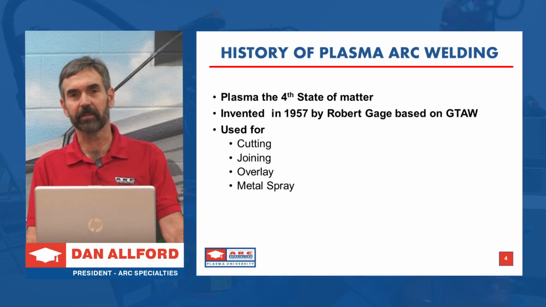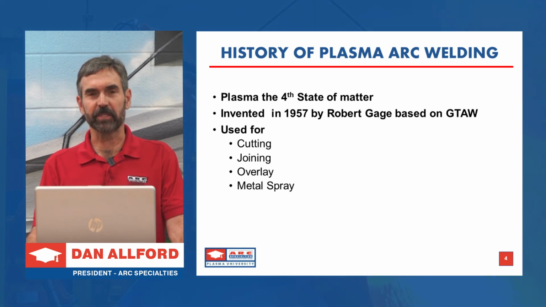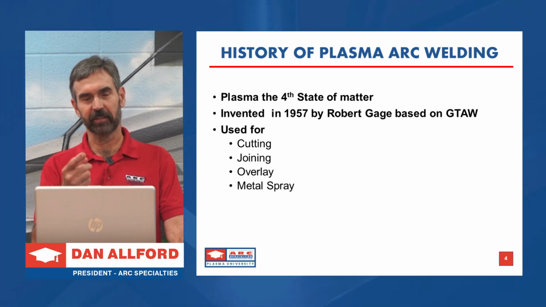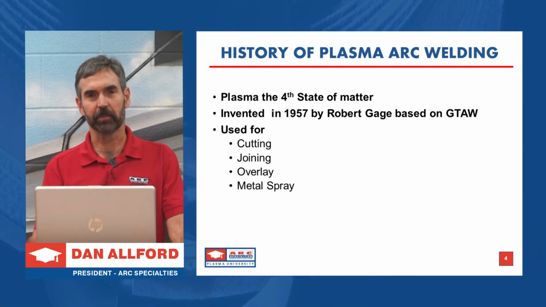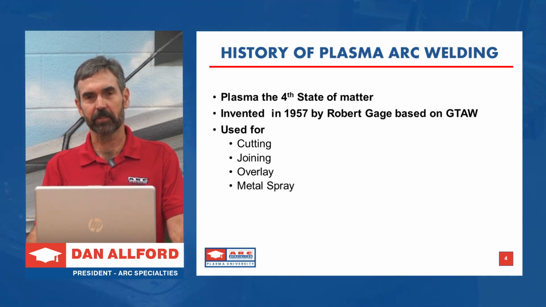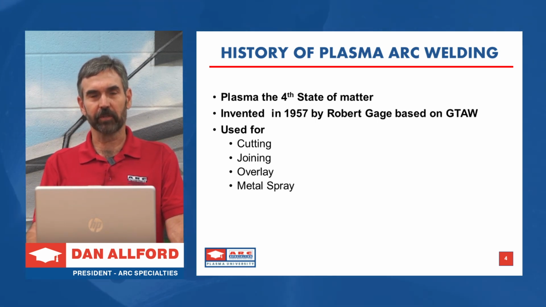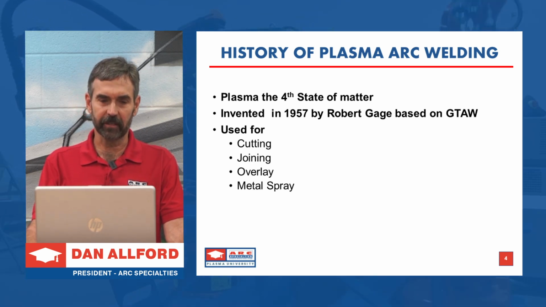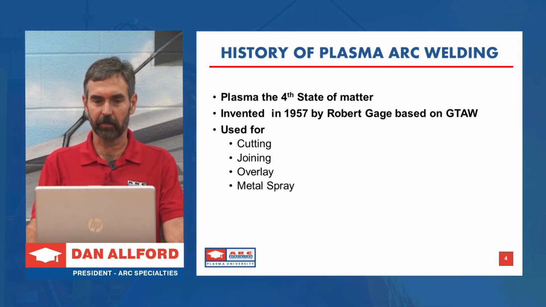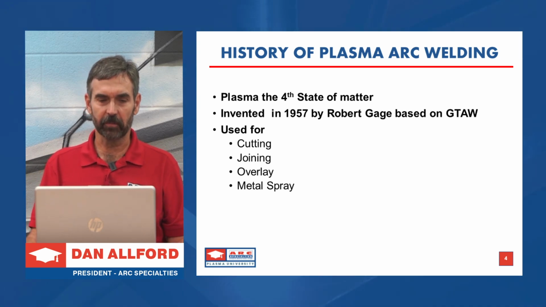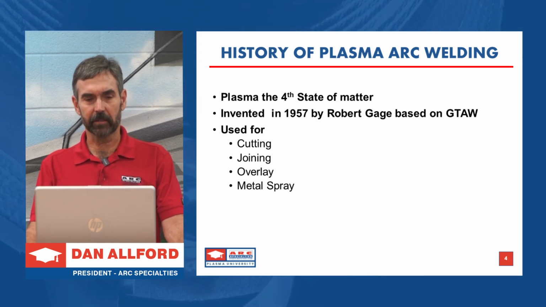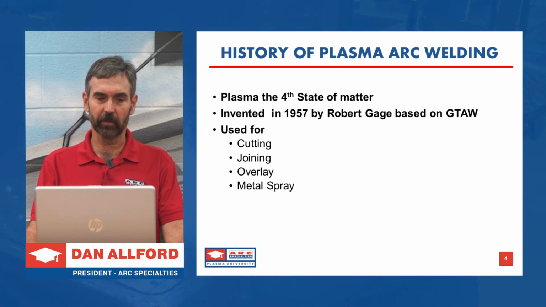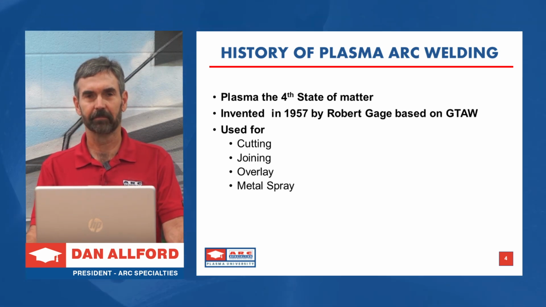So let's talk a little bit about the history of plasma welding. Plasma is actually the fourth state of matter. There's solid, liquid, gas, and then plasma. And plasma is ionized gas. And for our purposes, it's an extremely useful heat source for industrial applications. It was invented in 1957 by a fellow named Robert Gage, and it was based upon TIG welding. And it's used in America today for cutting, joining, overlay, and thermal spray.